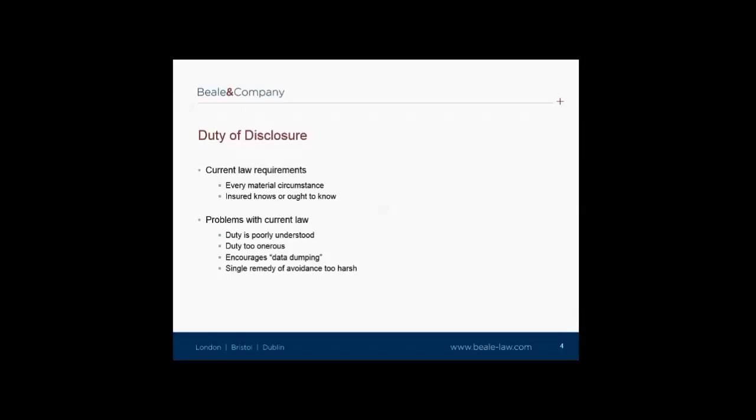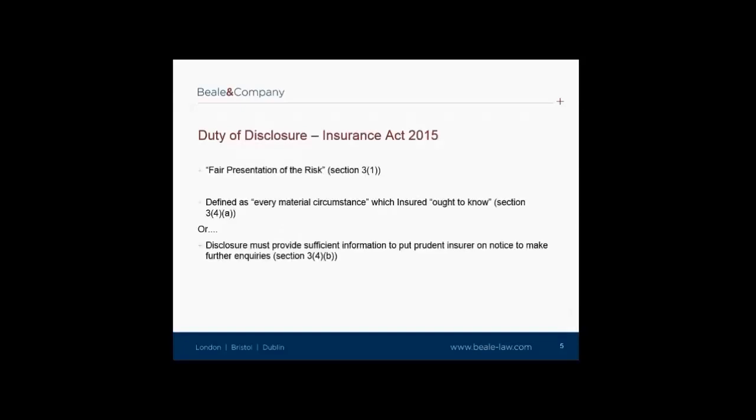The Law Commission's report, which was placed before Parliament, identified problems with the existing duty of disclosure. The duty is considered to be too poorly understood, which results in the insureds making errors which can result in issues regarding coverage. The duty is considered too onerous, particularly on medium and large companies who are uncertain as to what is and isn't relevant. There is no provision to set out the manner in which disclosure is made. This leads to a large amount of undigested information being provided to the insurer for review, also known as data dumping. Also, the single remedy of avoidance is considered to be too harsh.